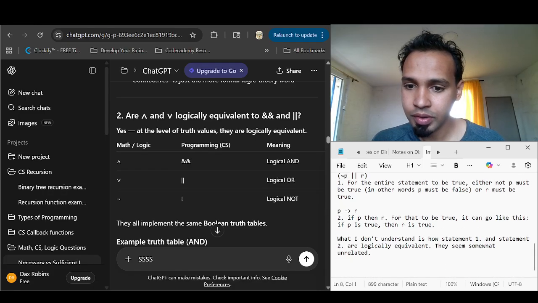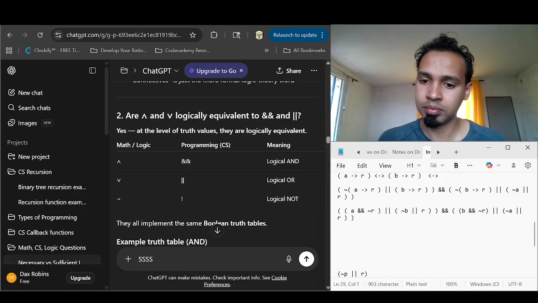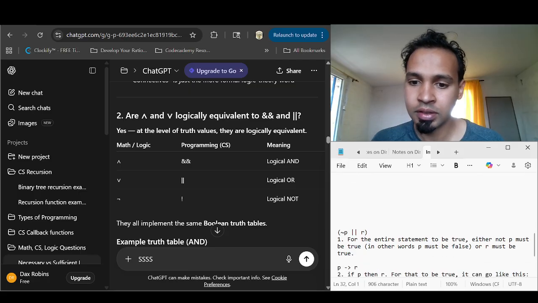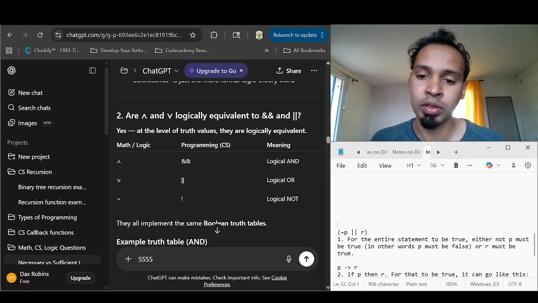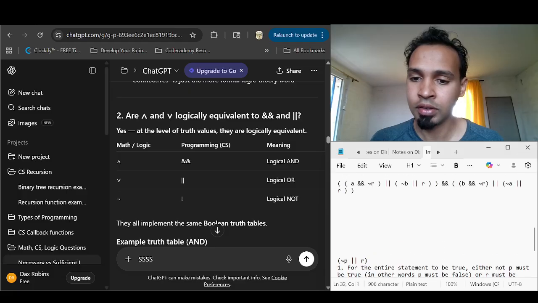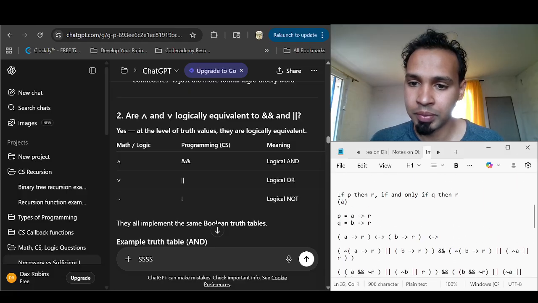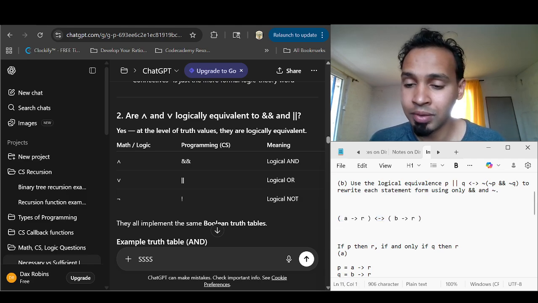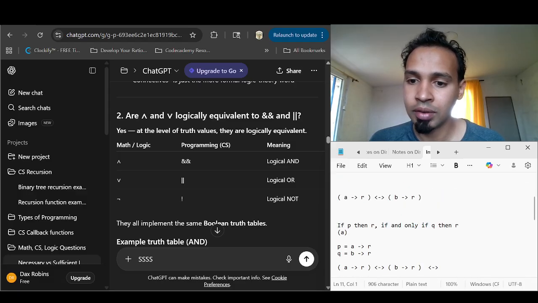You can ignore this part, because that was just me trying to make sense of why the if-then logical operator is equivalent to not P or R in this case. But here's the problem statement that I want to modify. It says: if A then R is equivalent to if B then R. Or, if A then R if and only if if B then R. So two substatements inside a larger statement.